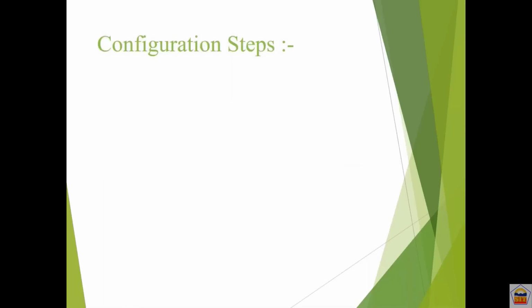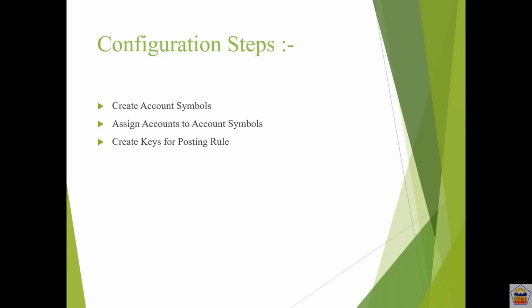Now the next thing it is saying is configuration steps. So what are the configuration steps we have for the EBS? First of all, we need to create the account symbols, and with these account symbols we are going to assign the GL. Further, you will be creating the keys for the posting rule. These are just the IDs you will have for the posting rule. But what type of logic you need to give in your posting rule? For that we have a step called define posting rule.